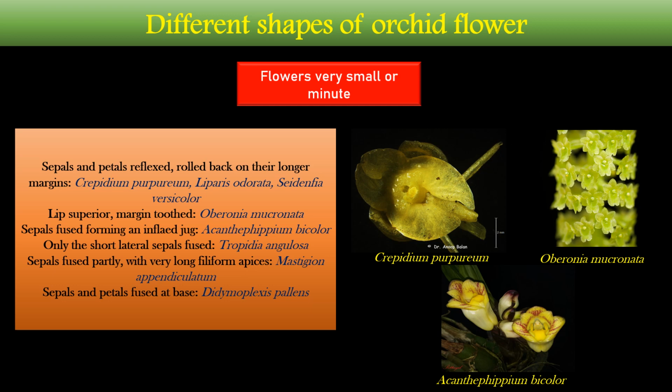Then comes to our sepals fused partly with very long filiform apexes, such as the example will be Mastigion appendiculatum. Then comes to our sepals and petals fused at base, that is Didymoplexis pellens. So these are some of the examples with their characteristic features to identify the flowers that are very small or minute in size.